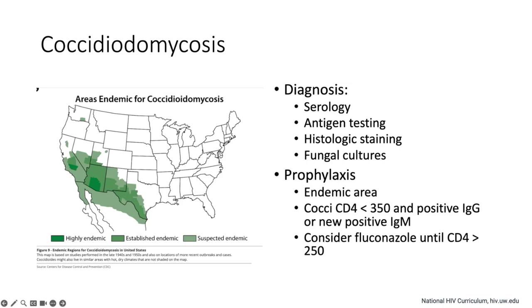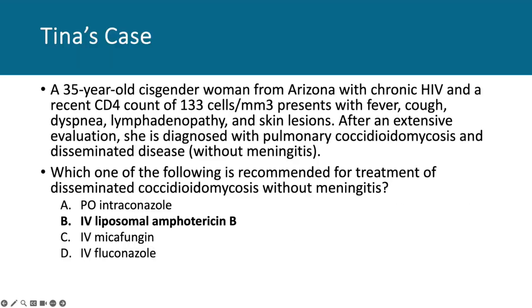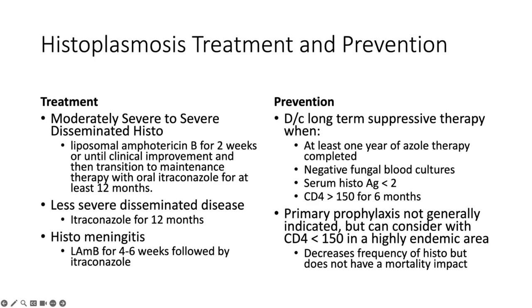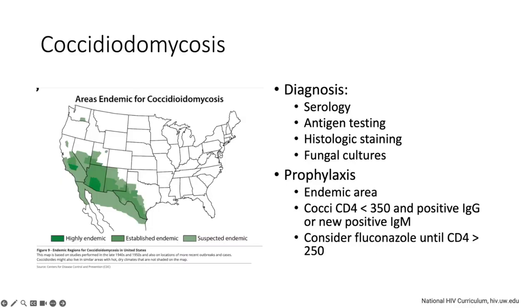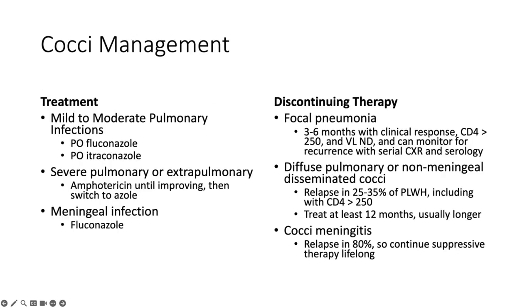So that's the range for coxy. Diagnosis is the same sort of test as for histo. Sorry, I went the wrong way. And prophylaxis can be considered in endemic areas if you have a certain CD4 count and if you have a positive IgG or newly positive IgM. And so coxy is treated with either an azole, or if it's severe infection, amphotericin. If it's meningeal infection, it's fluconazole.